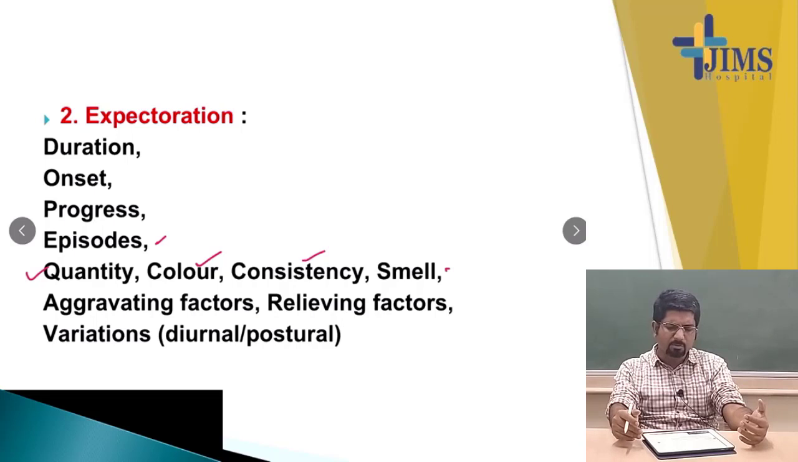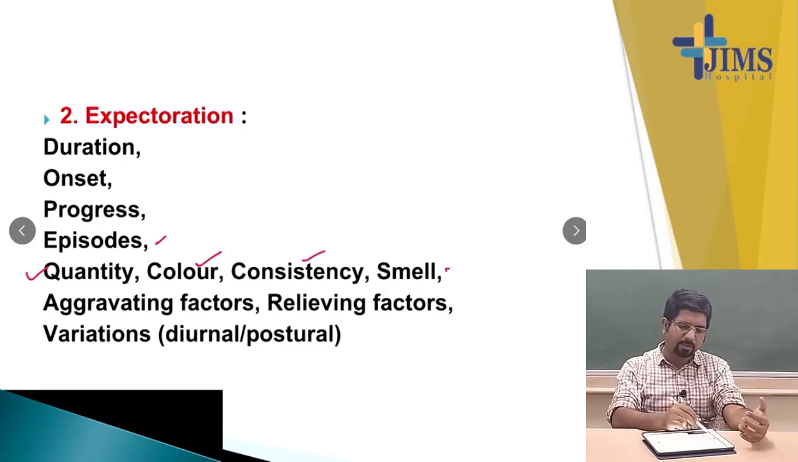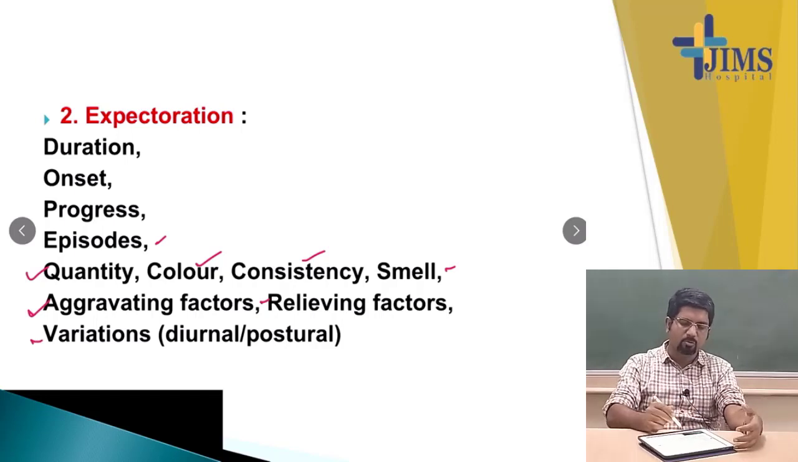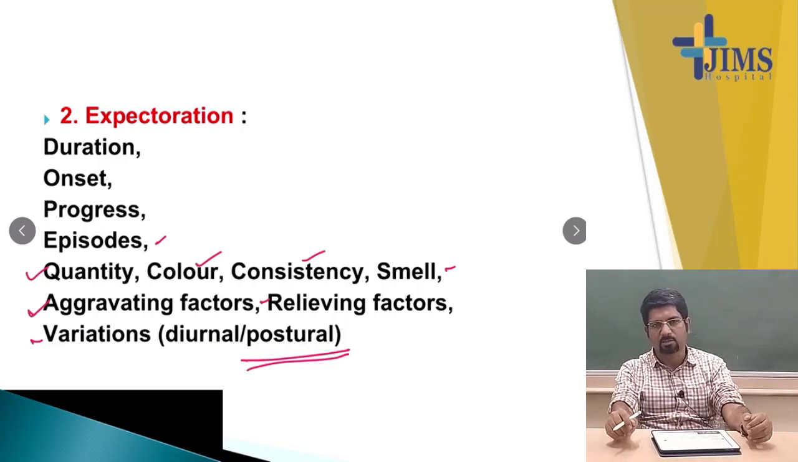Now expectoration, there may be some aggravating and relieving factors and variation, particularly postural variation. Postural variation is very important in case of bronchiectasis. That means if the patient is lying down and gets more expectoration, the lower lobe is involved, while in the sitting position, it is the upper lobe.